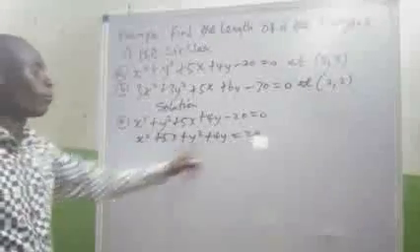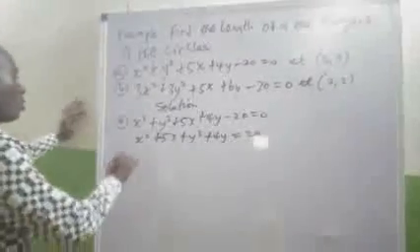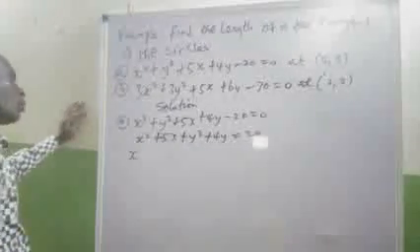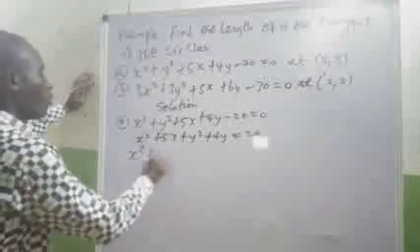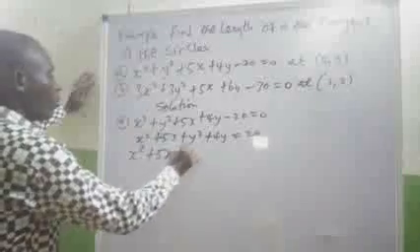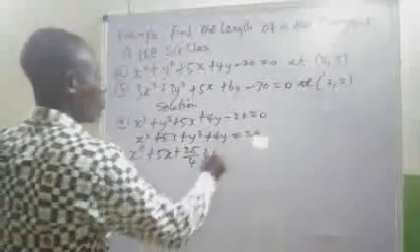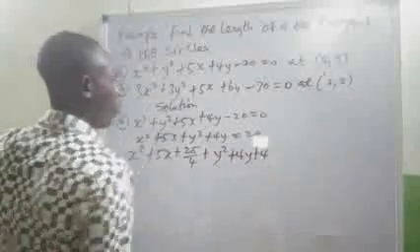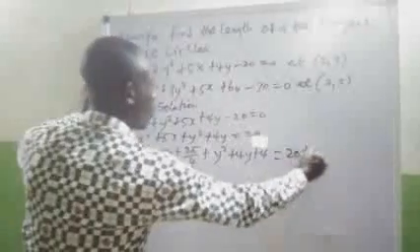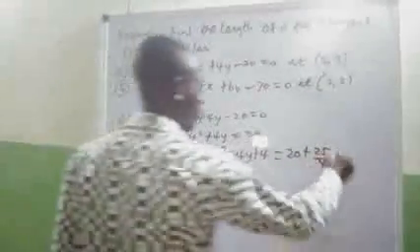Complete the square for this and this and add the value to the other side. If you complete the square using b squared equals 4ac, you have s squared plus 5s plus 25 over 4, plus y squared plus 4y plus 4, will be equal to 20 plus 25 over 4 plus 4.